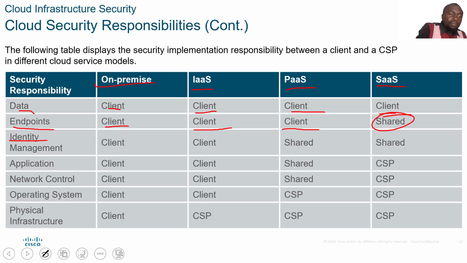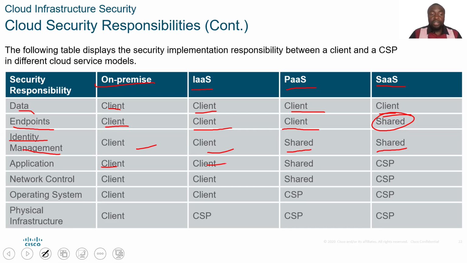Then identity management. For on-prem it is the client, infrastructure is the client, and platform as a service is shared, software as a service is shared. How about the application? On-prem is client, infrastructure is client.